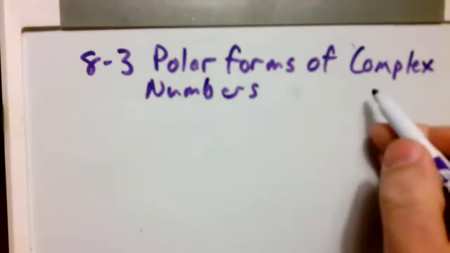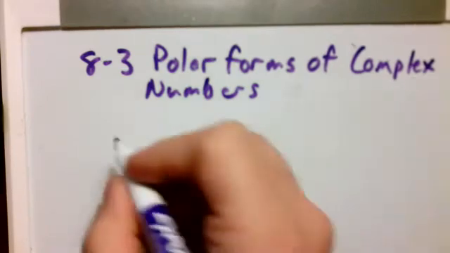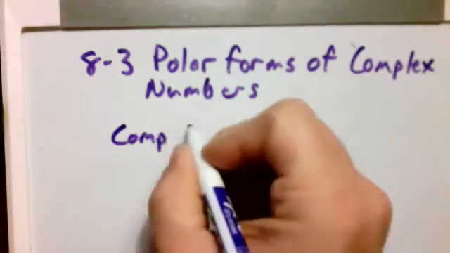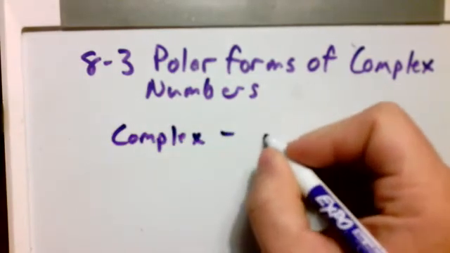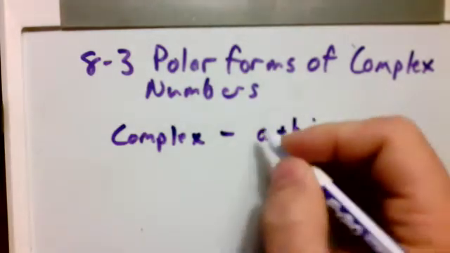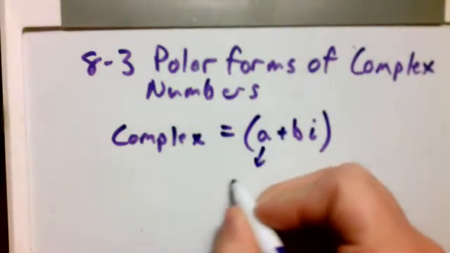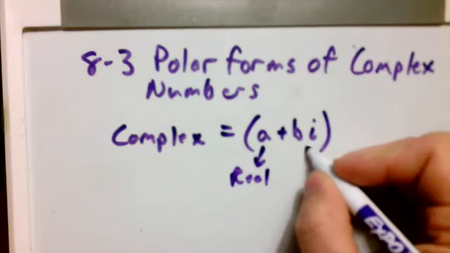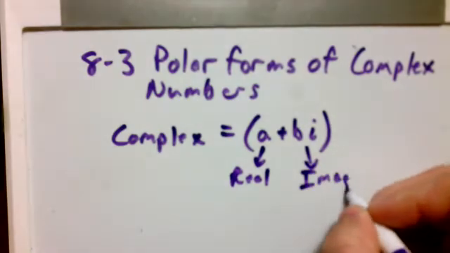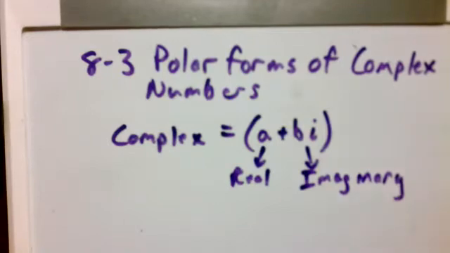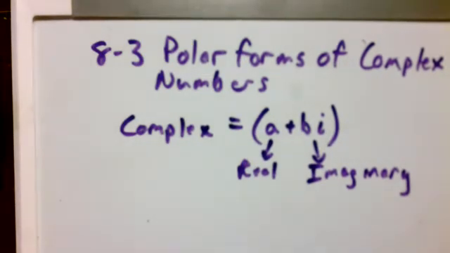Now, in general, a complex number is a number that looks like this. I'll write out a definition. Complex numbers equals a plus bi, where a is the real part and bi is the imaginary part. And yes, I did say imaginary. This is where we get to the imaginary number stuff. In Algebra 2, you really just use those to resolve quadratics. And now we're going to get into the idea of how they can be written for polar numbers.